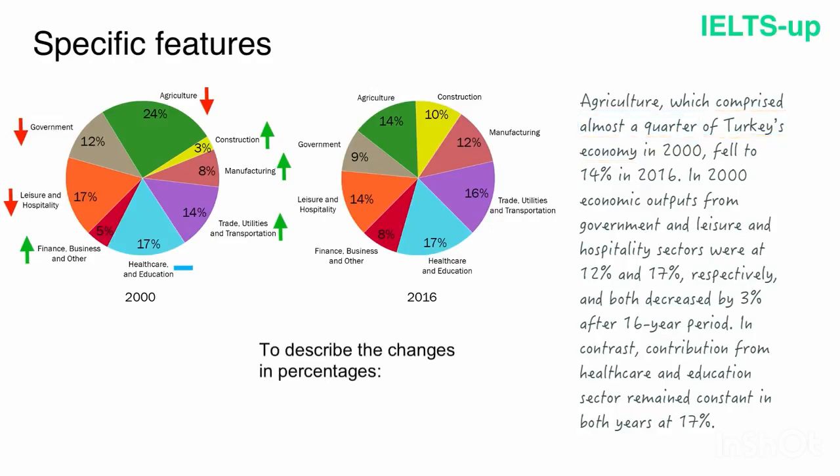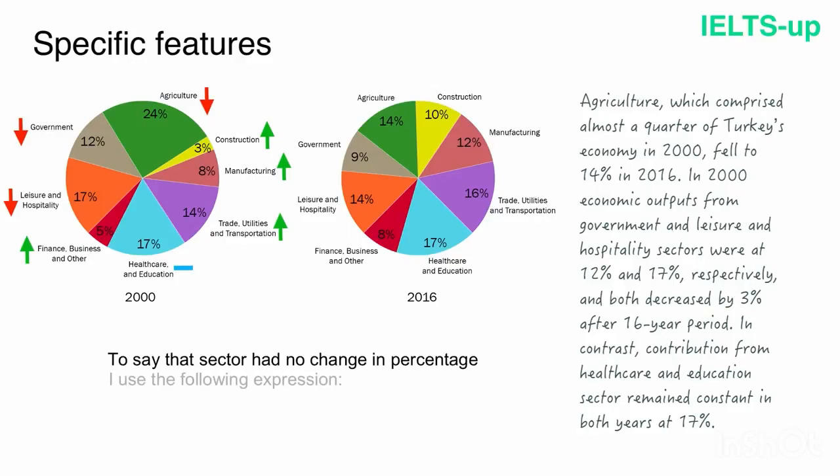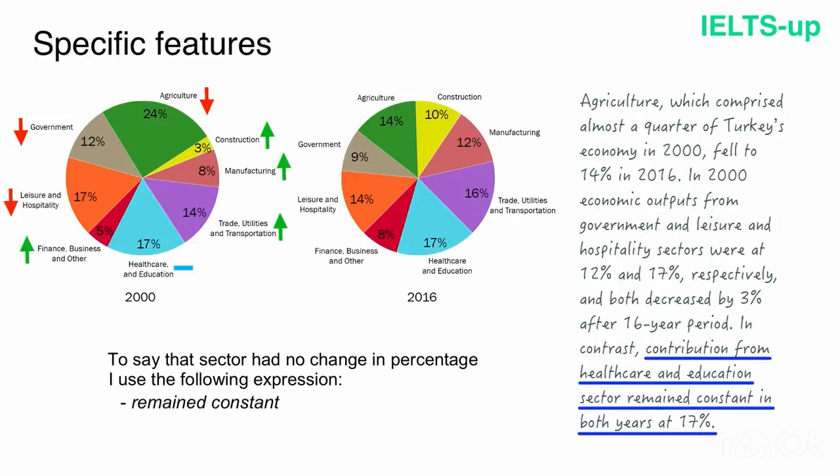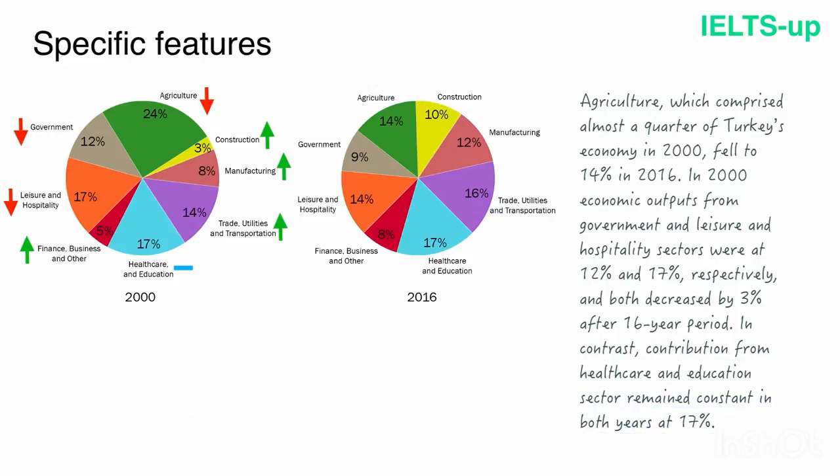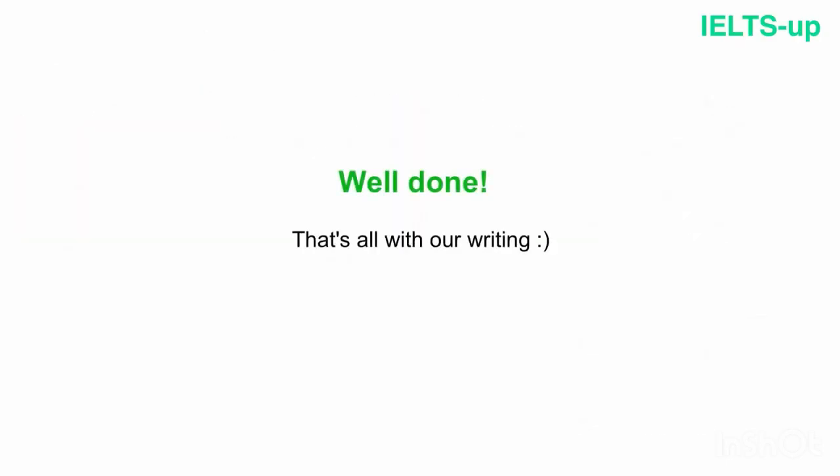And to describe the changes in percentages, I use several nice phrases, such as fell to 14% and decreased by 3%. To say that sector had no change in percentage, I use the following expression, remained constant. Contribution from healthcare and education sector remained constant in both years at 17%. Also, I use an expression in contrast, to contrast sectors that had a decrease and sector that had no change. Well done! That's all with our writing!